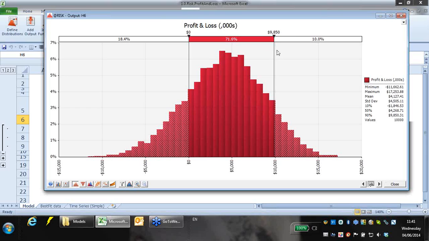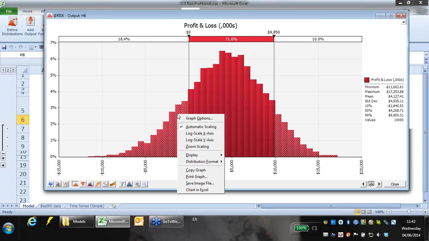What this is showing along the x-axis is the range of values between a minimum value of a loss of 11.6, and in the best case scenario we make just over $17 million. And we can get lots of statistics here. You've got the P10, the P50, and the P90 here.